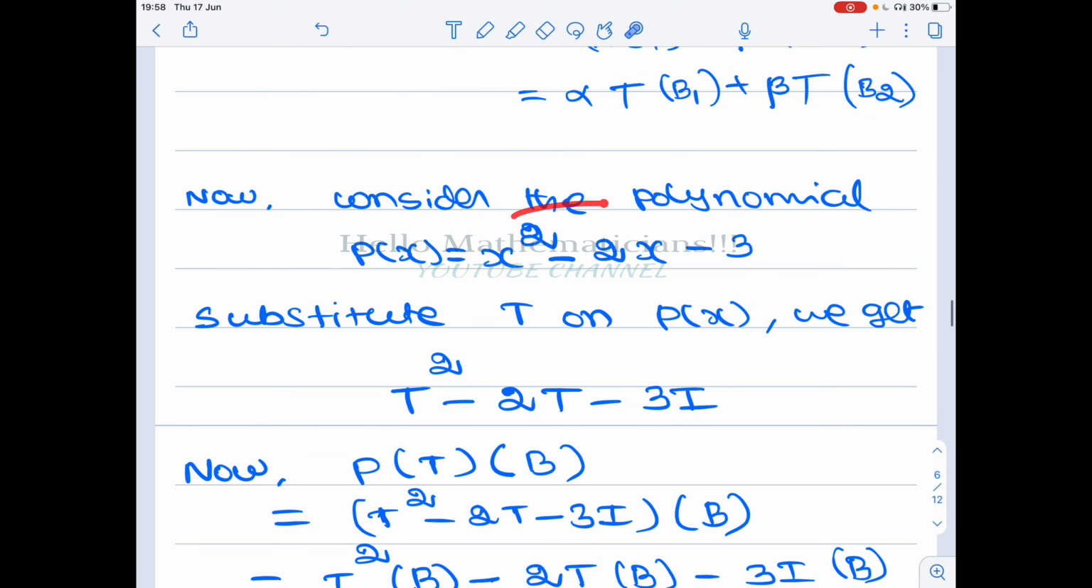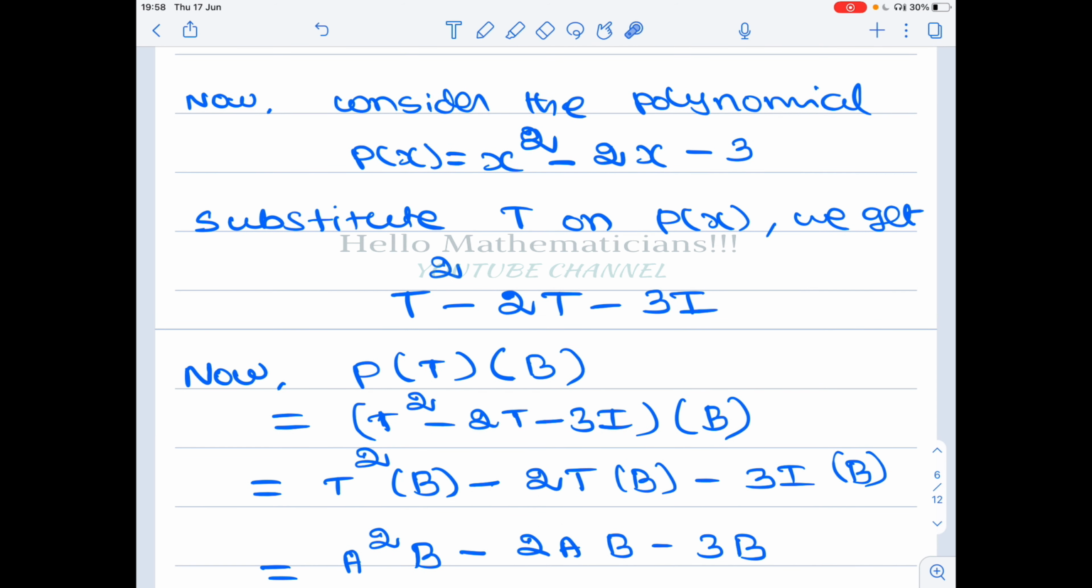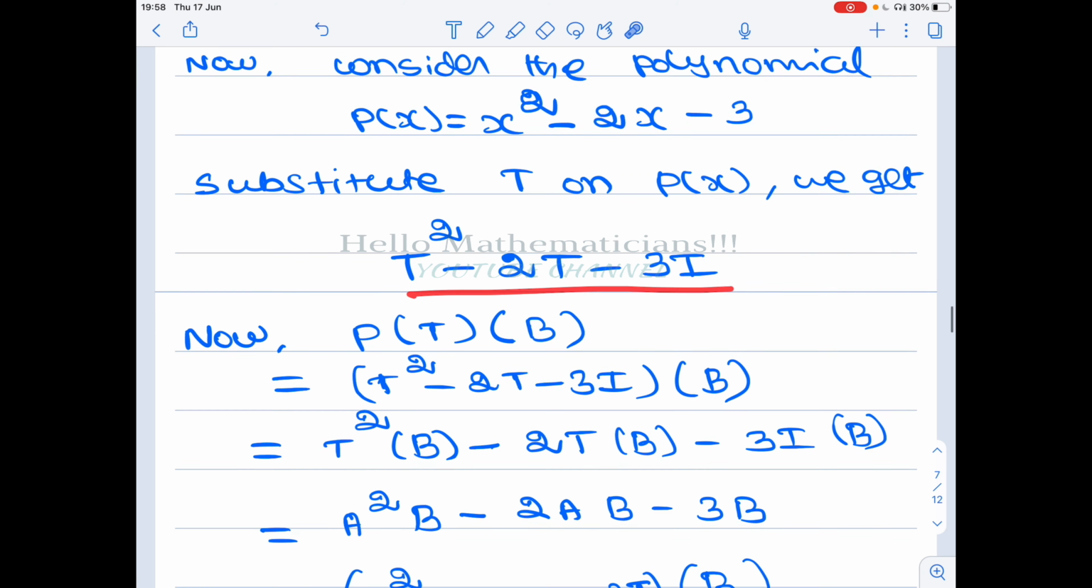Now we take some polynomial, for example x square minus 2x minus 3. Now we substitute T in this polynomial p of x. For this x we substitute T, we get T square. For this x we substitute T, we get minus 2T. Whenever you substitute a linear transformation in a polynomial, for the constant term you have to replace the constant by a multiple of the identity. So we get T square minus 2T minus 3I.